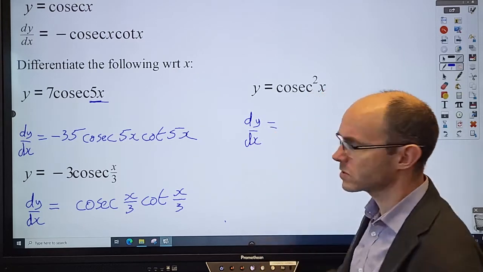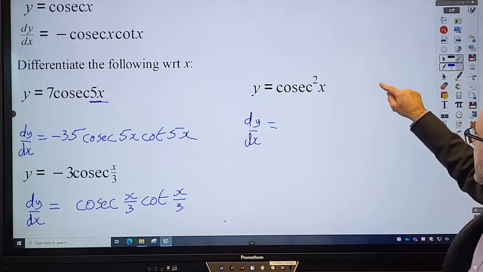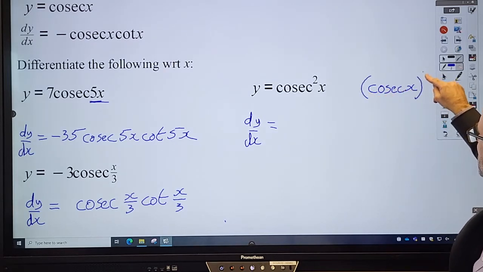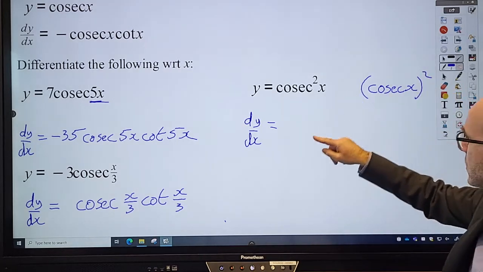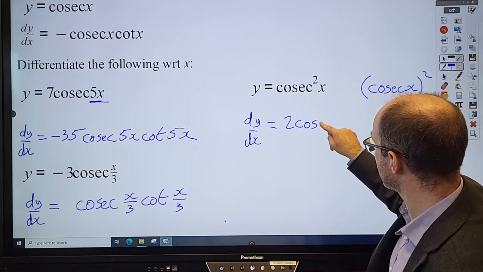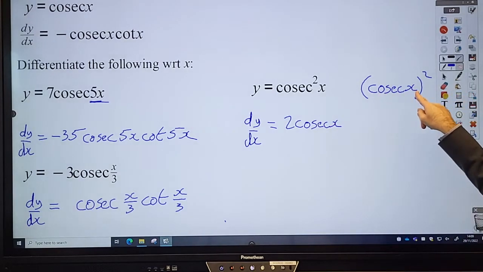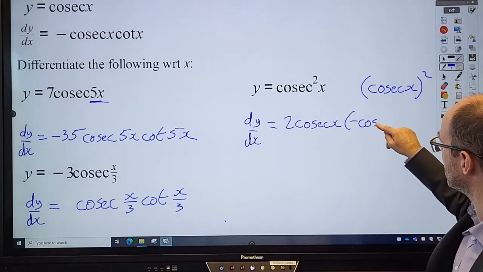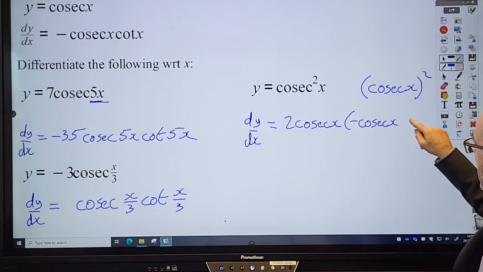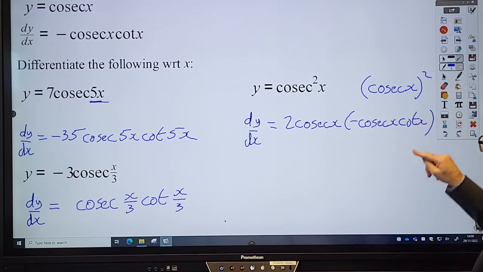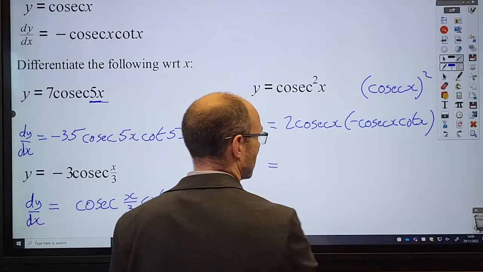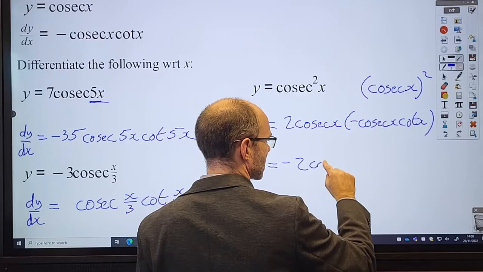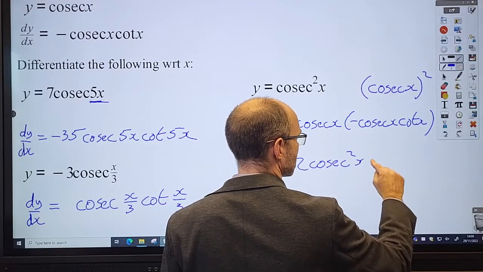y equals cosec squared x. Similar thing again, I suppose. You could write it as cosec x to the power of 2. Bring the power down, so you get 2 cosec x, and then differentiate the cosec x. You'll get negative cosec x cot x. Let's write it like this, shall we? So it becomes obvious what we're doing in terms of the working. Negative cosec x cot x, and then we just write it in a nicer form, okay? So it's going to be negative 2 cosec times cosec is cosec squared x and then cot x.